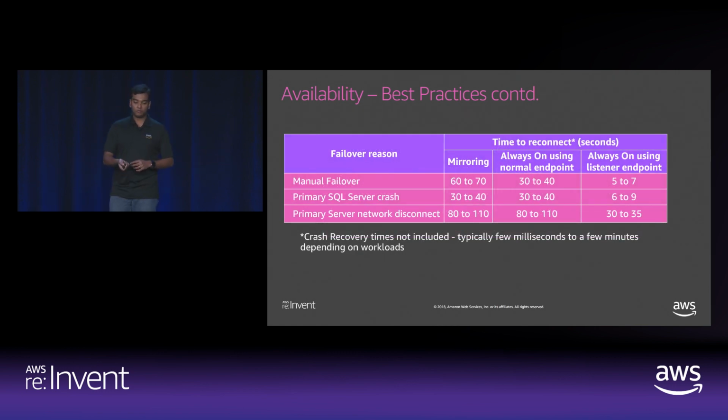For mirroring, as you can see, when you do a manual failover, you can expect a minute or a minute and 10 seconds of downtime. With Always On, it is about 10 times faster.